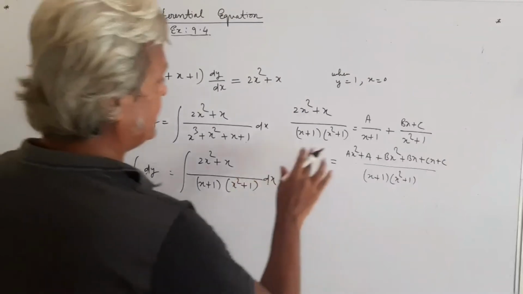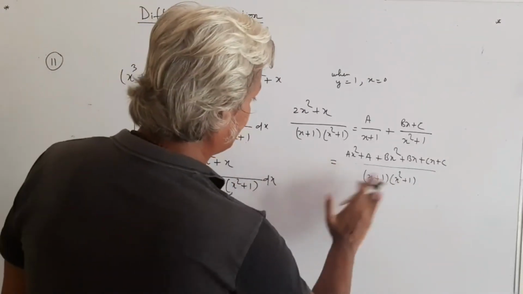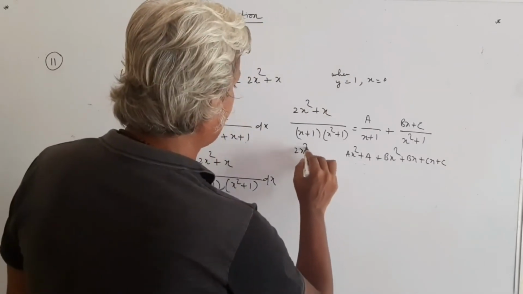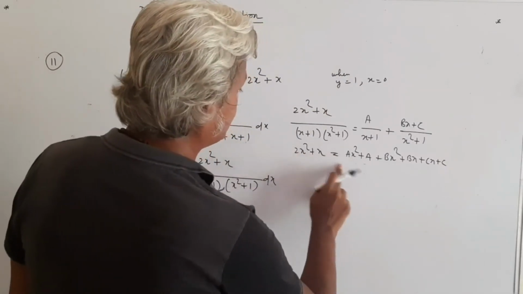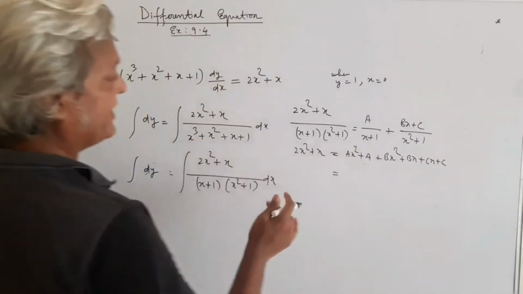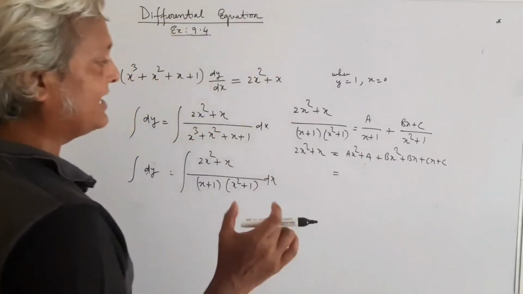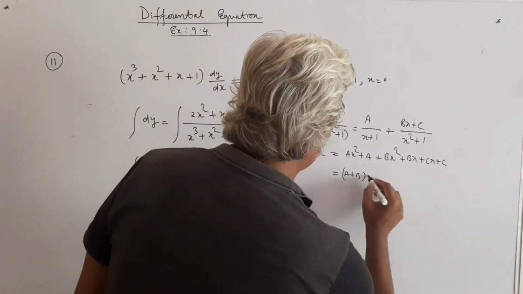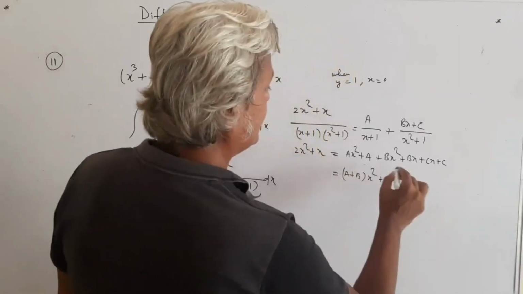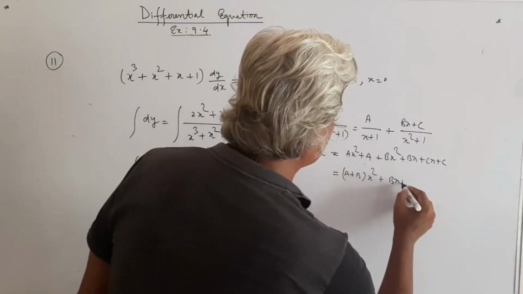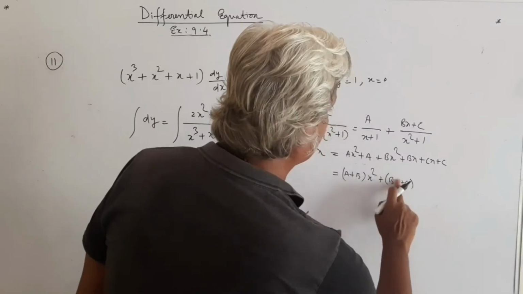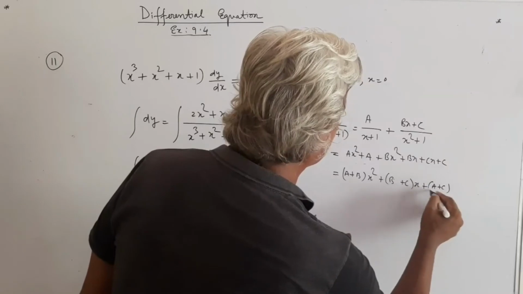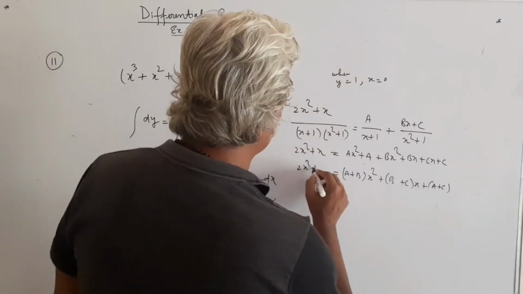I'll only compare the numerator part, and I don't have space, so I remove this extra thing, that is 2x square plus x equals. Now compare or regroup the coefficients so that like terms come together. So I get (A plus B) x square plus (B plus C) x plus (A plus C), and that is 2x square plus x.